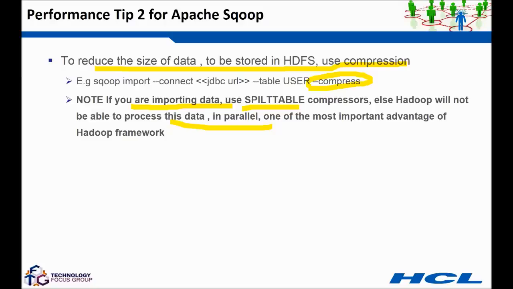If you choose such a format, further processing might be impacted because Hadoop now has to do sequential processing instead of parallel processing. In that way you are going to lose the major advantage of Hadoop. So make sure you are using compressors which are splittable.